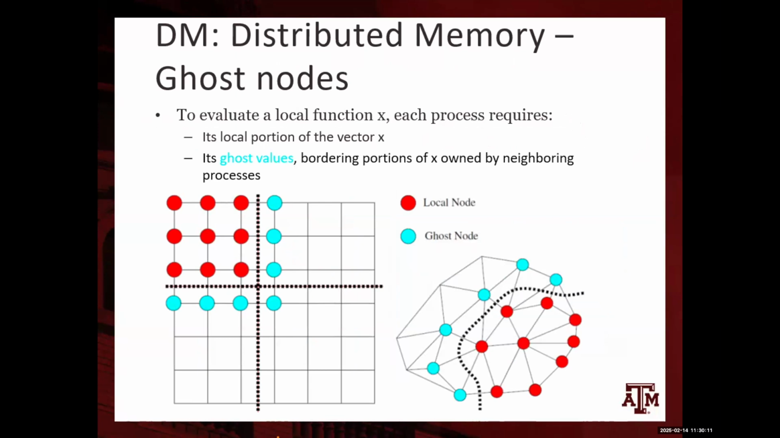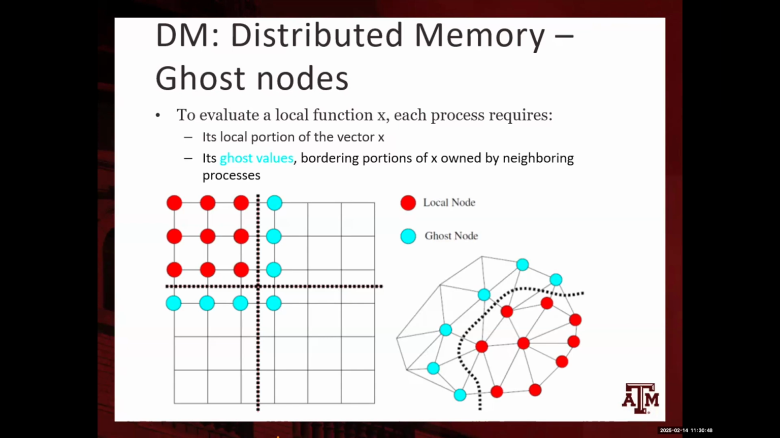PETSc automatically can break your domain onto different processors. And each of these processors, each part of this mesh, is allocated to one memory. Okay? So this is on rank 1, this is on one memory, this is on one memory, this is on one memory. This information is on your local node.